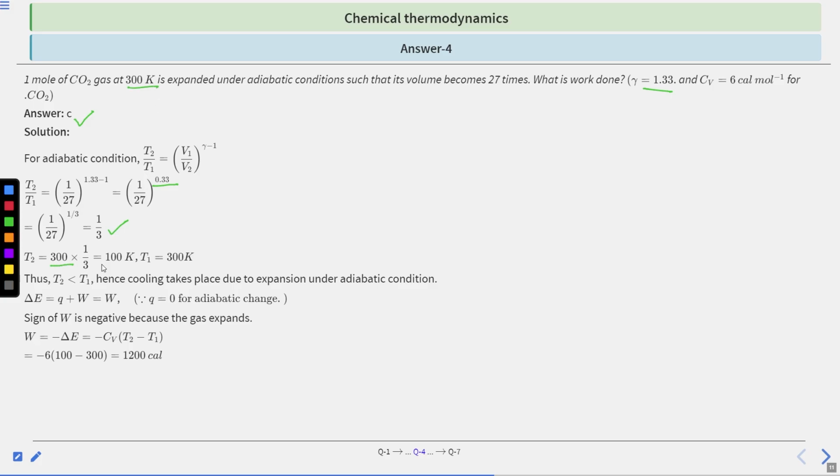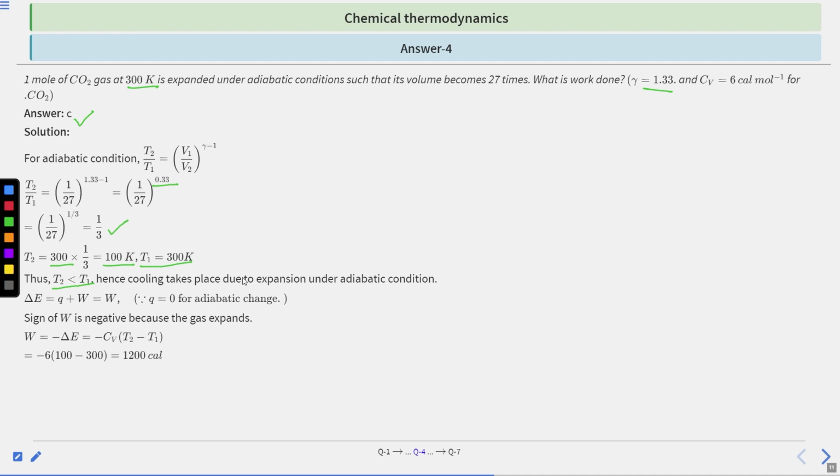So T2 will be 100 Kelvin, right? And T1 we have been given as 300 Kelvin in the question. Thus we can say that T2 is less than T1, as we just found out T2 is 100 Kelvin and T1 is 300 Kelvin. Hence, cooling takes place because T2 is the final temperature and T1 is the initial temperature, and the temperature is decreasing.